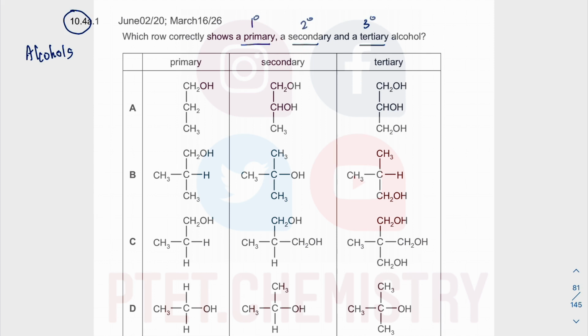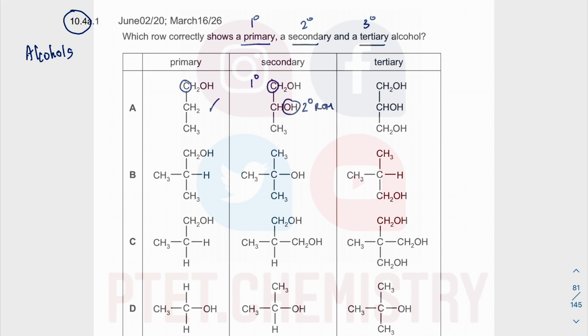Okay, so to identify primary alcohol, the carbon with the OH is bonded to one other carbon. For secondary, the carbon with the OH is bonded to two other carbons. For tertiary, the carbon with the OH is bonded to three other carbons. Alright? The carbon with the OH here is bonded to one other carbon. So this is primary alcohol. The carbon with this OH is bonded to one other carbon. This is primary alcohol, but there's another OH here. The carbon with the OH here is bonded to two other carbons. So this one is a secondary alcohol.